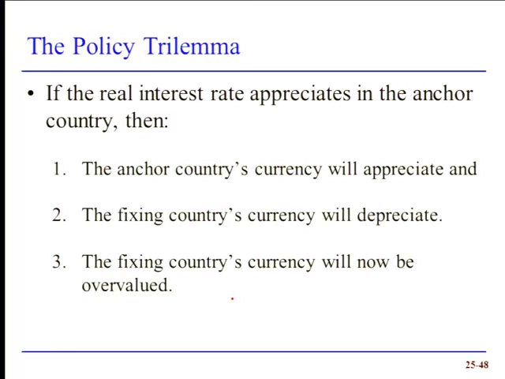Here's the problem that Argentina ran into. While the U.S. economy was booming and the Federal Reserve was raising real interest rates, the Argentine economy was in a recession. And the Argentine Central Bank is raising real interest rates. Think about that. We're in recession, and the central bank is raising real interest rates. Makes the recession even worse.